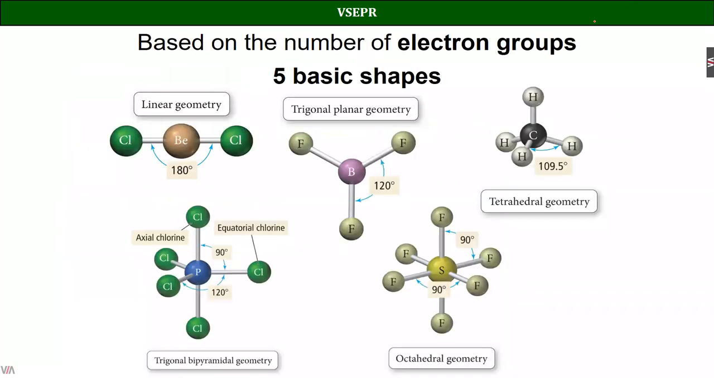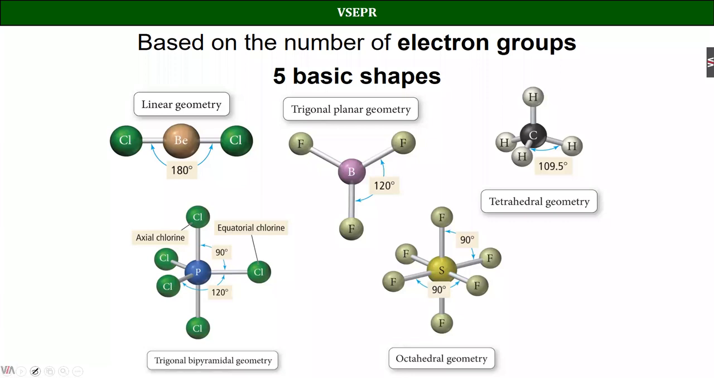All right, and so the first two are really straightforward. If you only have two things taking up space, they're going to be 180 degrees from each other. If you have three things taking up space, they're going to try to be 120 degrees from each other. Then we start getting into three-dimensional shapes. If you have four things taking up space, they form a tetrahedral geometry.